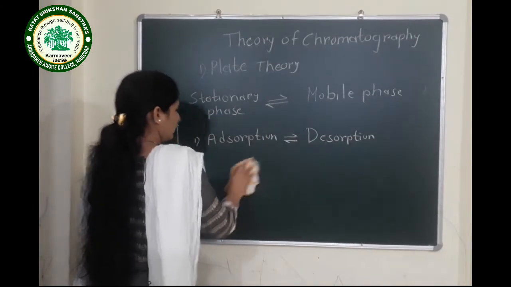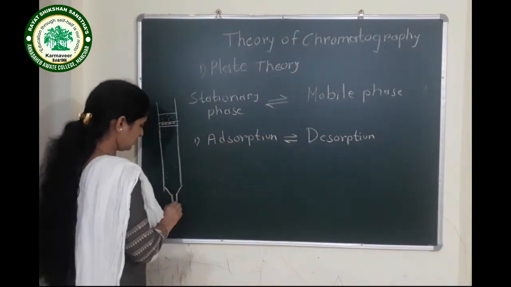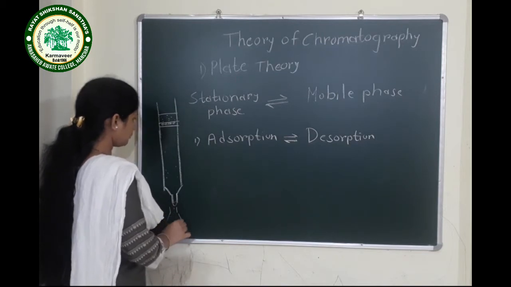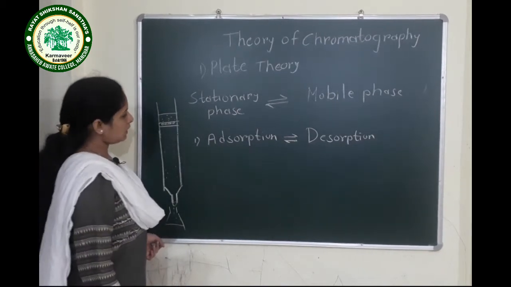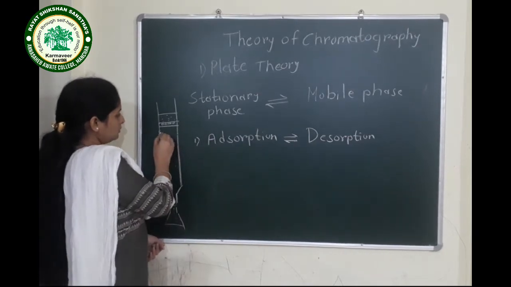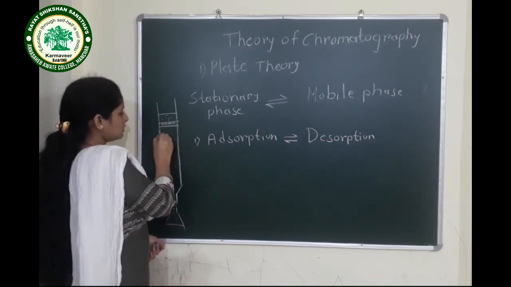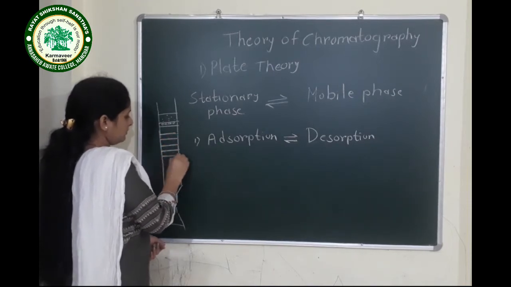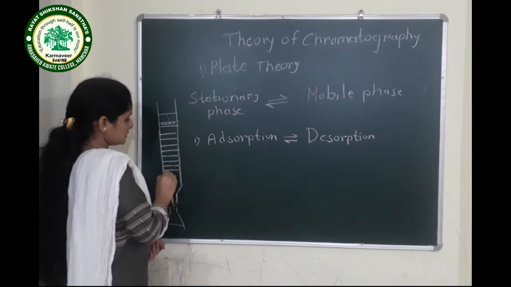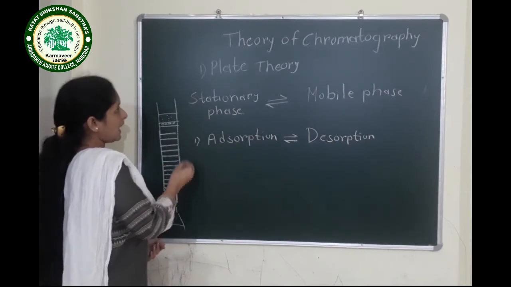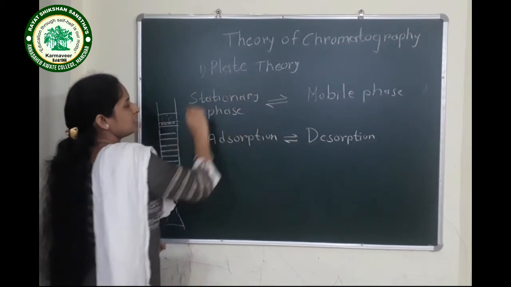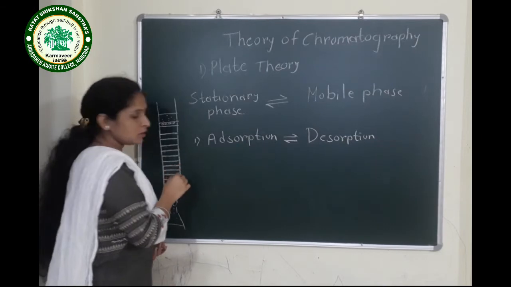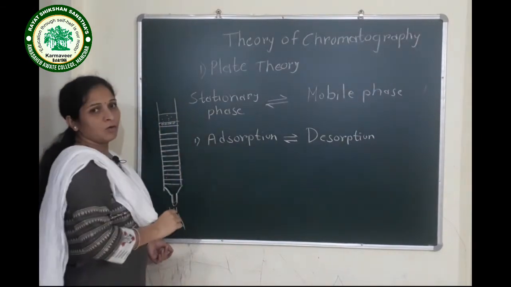Now if this is the column in chromatography, what happens? This column of chromatography consists of a number of plates. As the name of the theory is plate theory, it is related to the plates. These plates are present in the column of the chromatography.